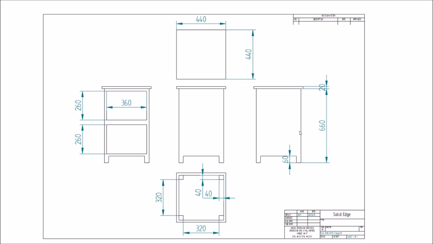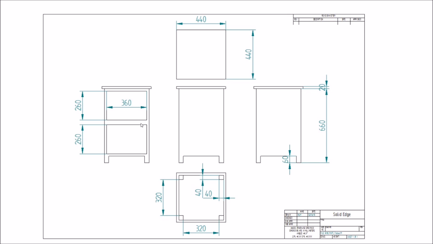So, as you can see, to give it a general idea, the top panel is 440 by 440, which is 20mm thick. This middle section here is 660 minus 60, so it's 600mm tall, and it's 400 by 400 square. The legs stick out 60mm in depth, and they're 40 by 40 square area legs. And then that's all going to be made from extrusion, and then with our cut, we're going to cut into these 260 by 360 and 260 by 360 again, shelves.